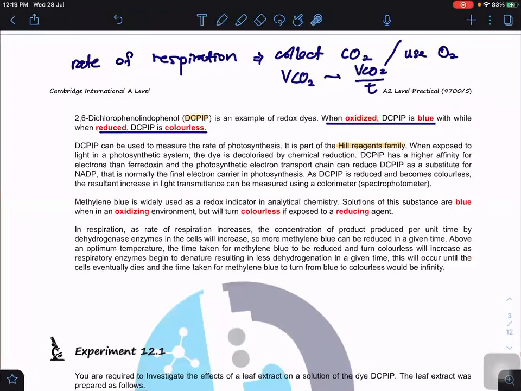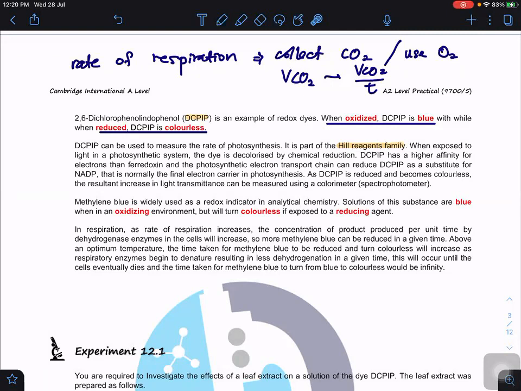DCPIP has a higher affinity for the electrons compared to ferredoxin. It competes, and the photosynthetic electron transport chain can reduce DCPIP as a substitute for NADP, which is normally the final electron carrier in photosynthesis. As DCPIP is reduced and becomes colorless, the resultant increase in light transmittance can be measured using a colorimeter. So there are 2 ways we can measure. We set the time, let's say, for example, 5 minutes.